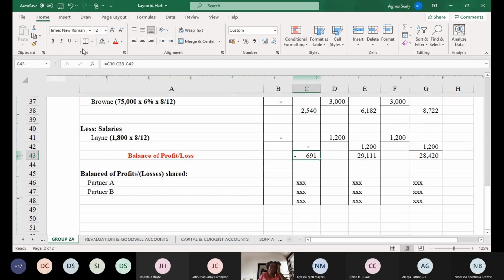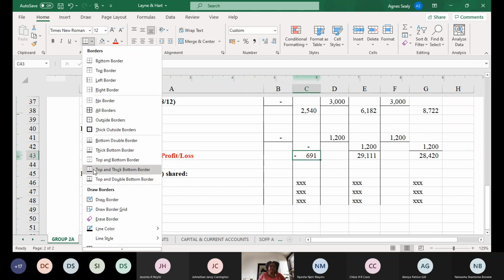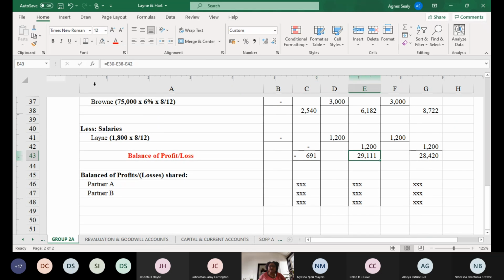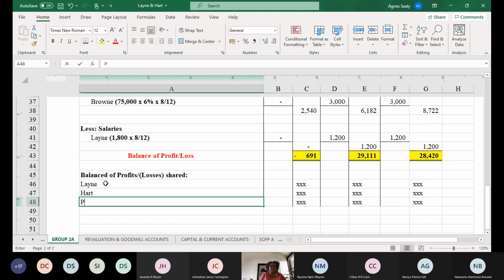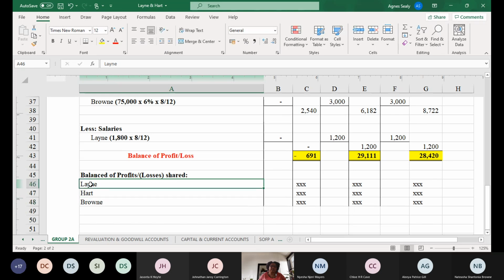So here, this is for Layne and Hart. They have to share that 691, and I'm going to highlight these here. Show it there. This is what we're sharing out now in the profit sharing ratio. These figures here. This is what we're sharing in the profit sharing ratio. So we have Layne, Hart, and Brown. Those are the 3 persons, so let's look at Layne and Hart first.